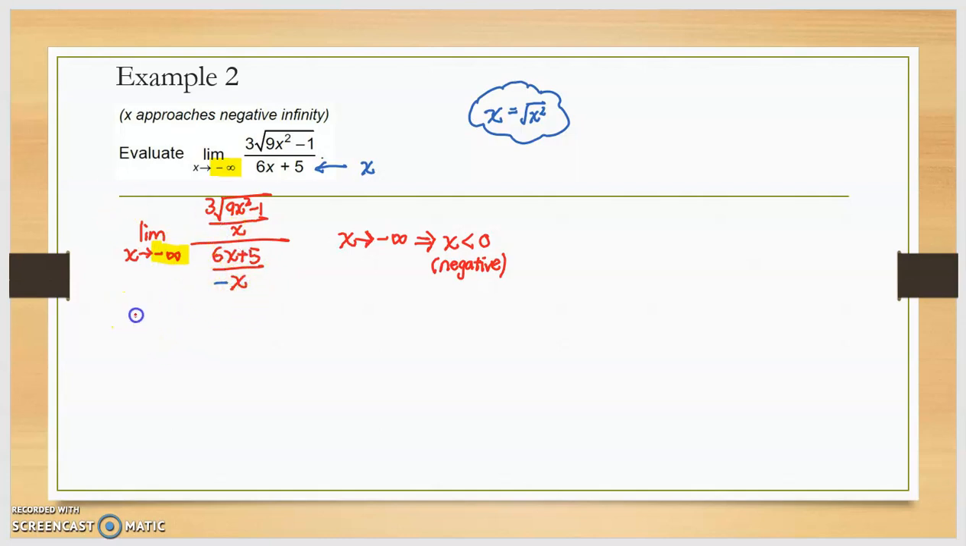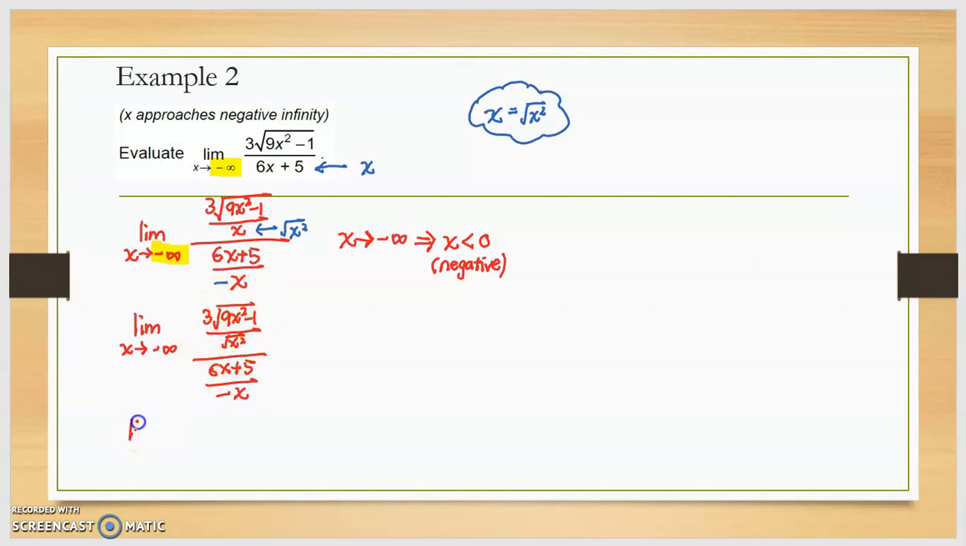So next, the limit as x approaches negative infinity. From here, I will change this x to the square root of x squared, because this involves the square root. So I change it to the square root of x squared. Here is 3. Let me rewrite: square root of 9x squared minus 1 over square root of x squared, whereas the denominator is 6x plus 5 over square root of x. Now I will combine this radical.